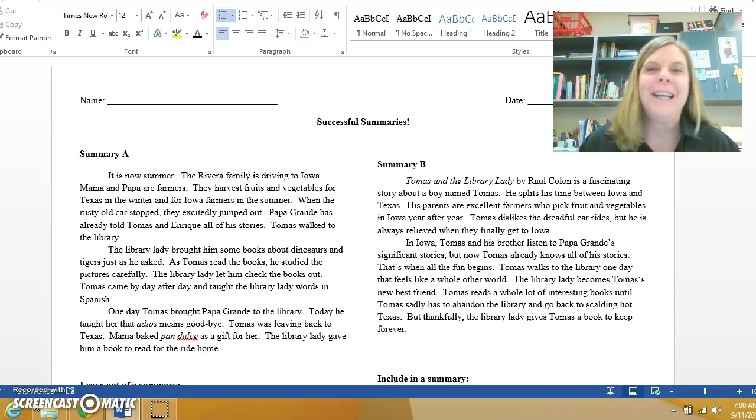Tonight we're going to be working on successful summaries and your ability to write a quality summary. So you're going to need to have out the handout that you received in class today, a pen or a pencil because you will be taking a few notes, and a highlighter. So before you go any further, make sure that you have those materials.